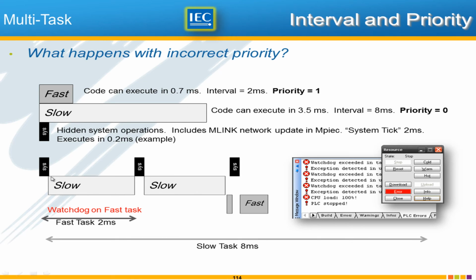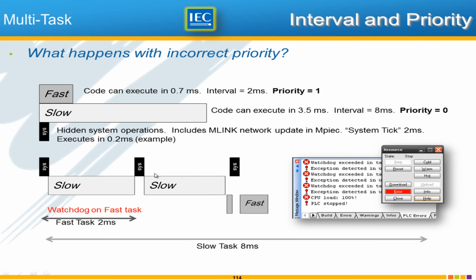The system tick can't be stopped, but we'd first work on the slow task. It wouldn't be done. We then continue working on the slow task, and really by the time that this happens, you'd already have a watchdog on the fast task because the fast task did not get done in the 2 milliseconds that it needed.